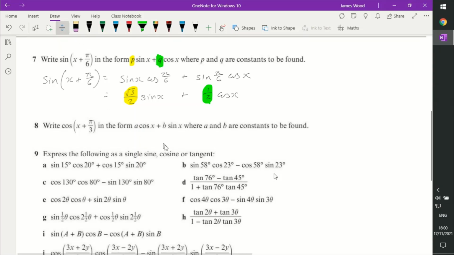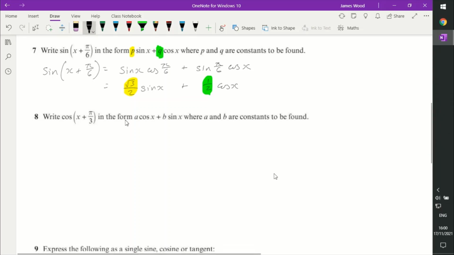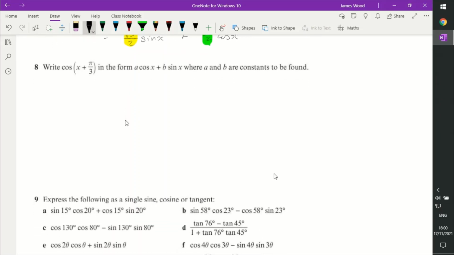Look at another similar one here. Cos of x plus pi over 3 in this format. So I can write this as cos x cos pi over 3 minus sine x sine pi over 3. Work out the numerical parts. Cos of pi over 3 is 1/2. Sine pi over 3 is root 3 over 2. Okay, so in this case, a is a half and b is minus root 3 over 2.